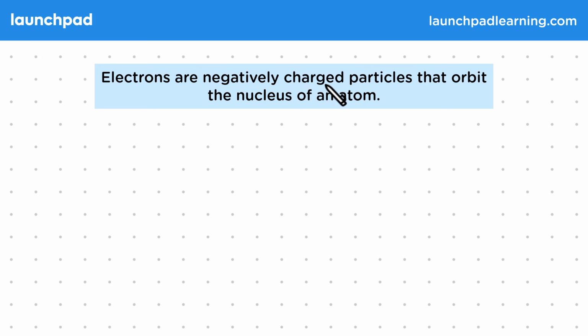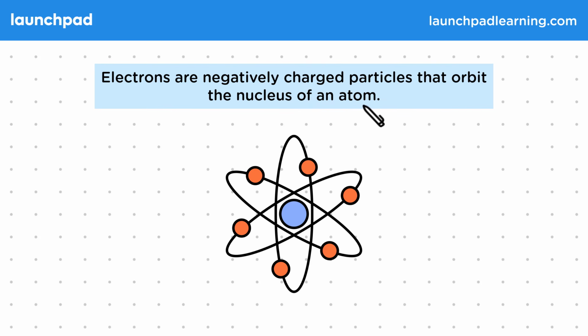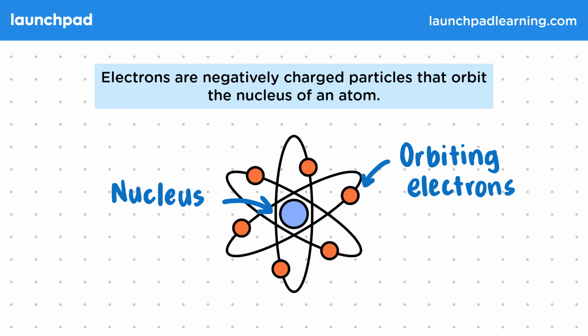Electrons are negatively charged particles that orbit the nucleus of an atom. So here we have a simplified version of the atom. In the centre, we have the nucleus, and then surrounding that we have orbiting electrons. An electron has a negative charge which is equal and opposite to the protons, so that is minus 1.6 times 10 to the minus 19 coulombs.